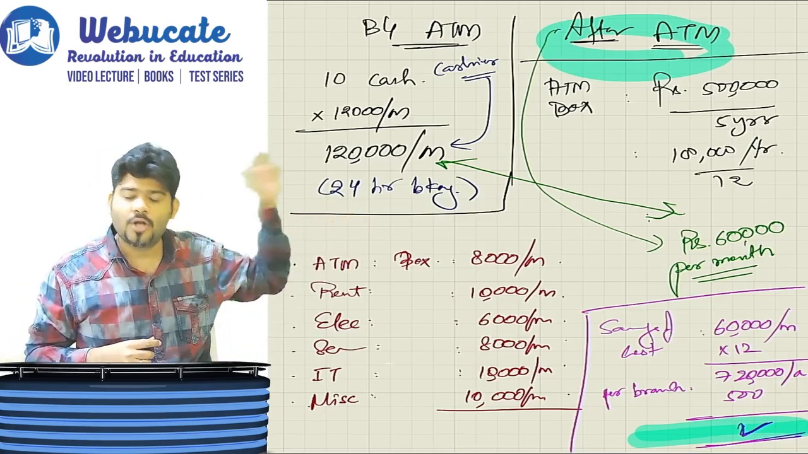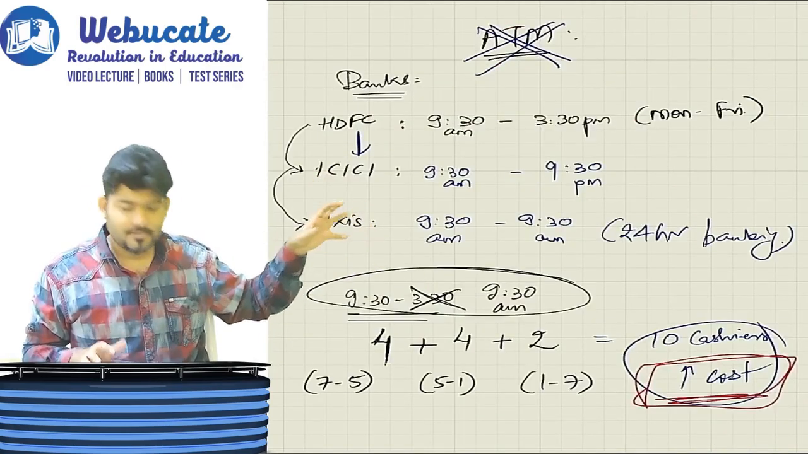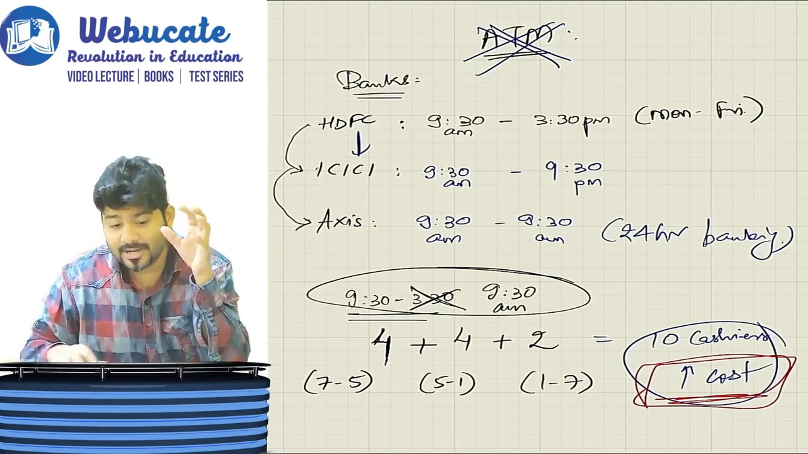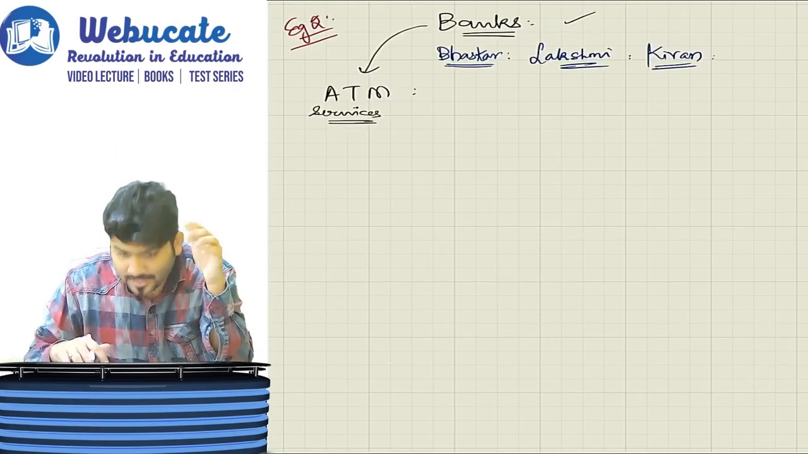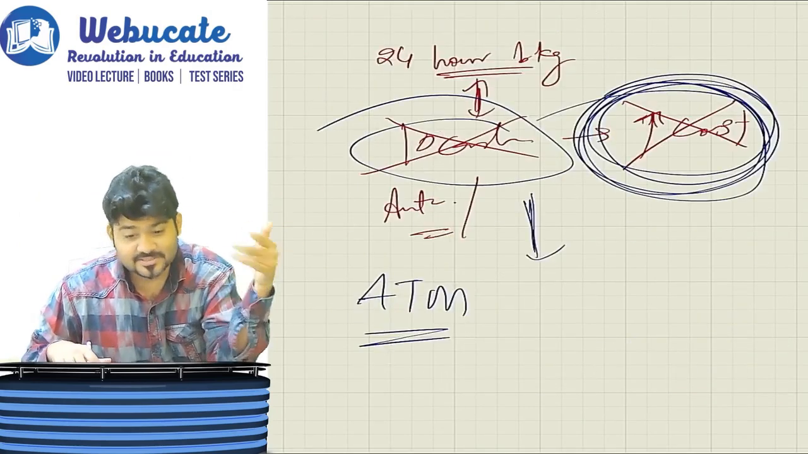Just look at the quantum of savings these banks made after removing the human intervention with ATMs. Wow. And this is what, again, I'm telling you, you have to use your brains, and you'll also be able to find a lot of places. So this is how ATM services were invented.